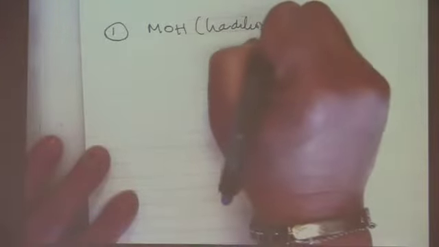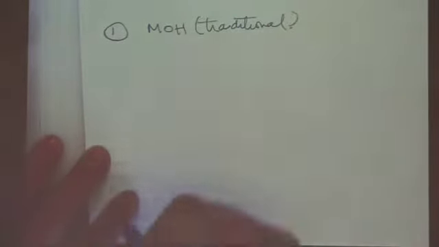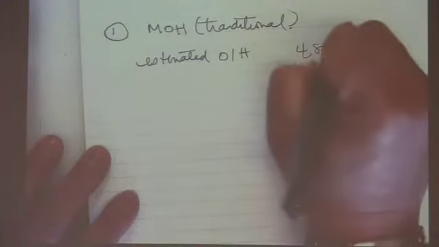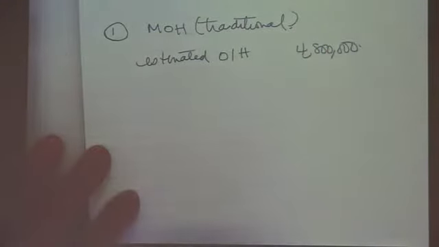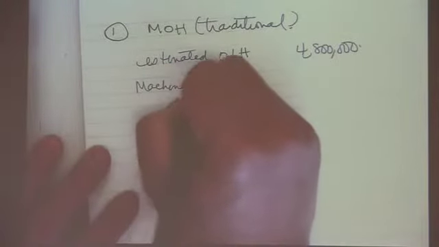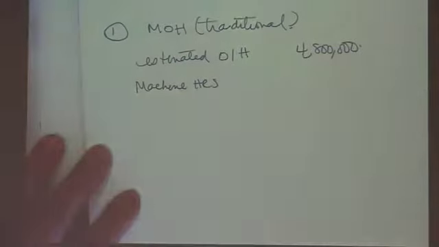So the first part is asking us to calculate using traditional costing. I'm going to short form manufacturing overhead as MOH. Under the traditional method, we're going to take the estimated overhead of $4.8 million, and remember we're using machine hours.